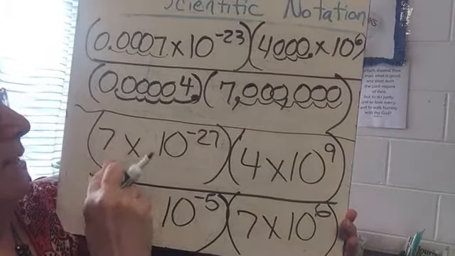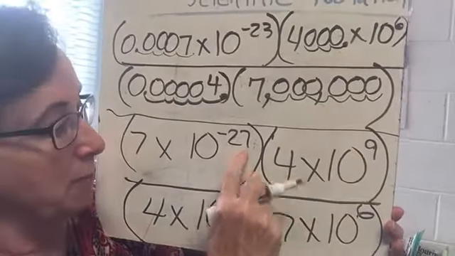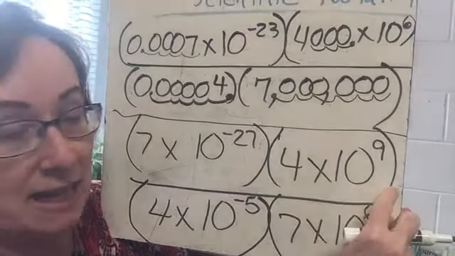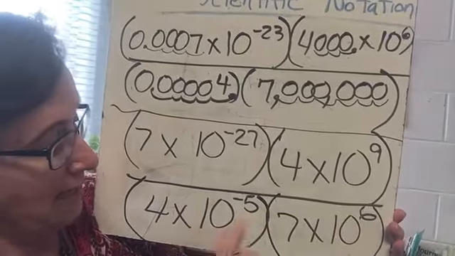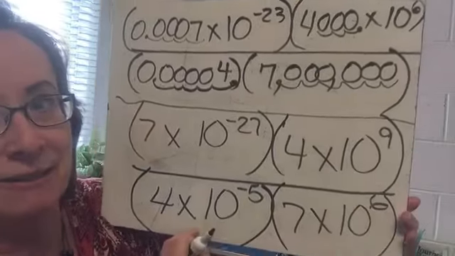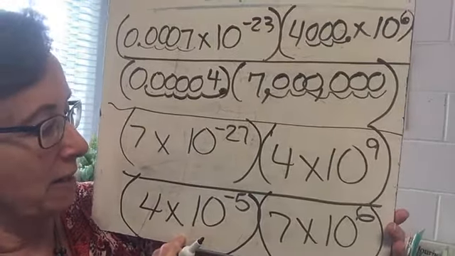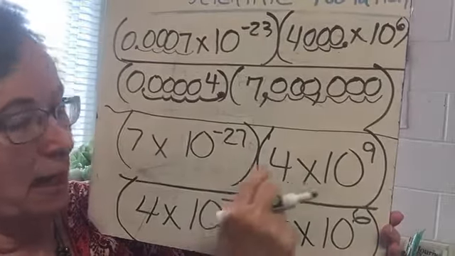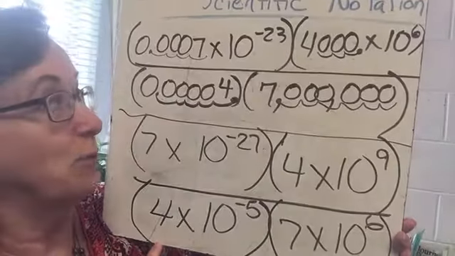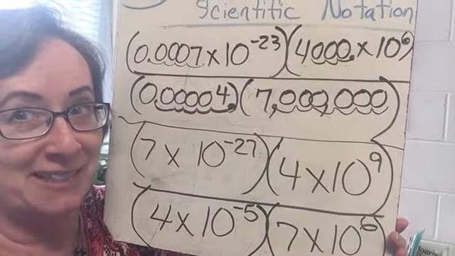Okay, so now I have 7 times 10 to the negative 27. That's a really, really, really small number. And 4 times 10 to the 9. And 4 times 10 to the negative 5. And 7 times 10 to the 6. Oh, well, now we're ready to divide. And look what they did for us. They had a 7 and a 7 and a 4 and a 4. So that's going to be really easy. I'm going to erase the top part of the board and then we will finish.